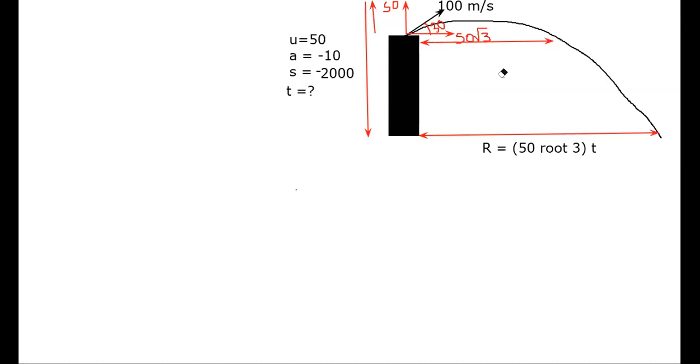Yeah, Bhavish, I got 50 root 3 and 50. It was 100 meter per second, so it was forming an angle of 30 degrees. So the horizontal component will be 100 cos 30. Cos 30 is root 3 by 2.